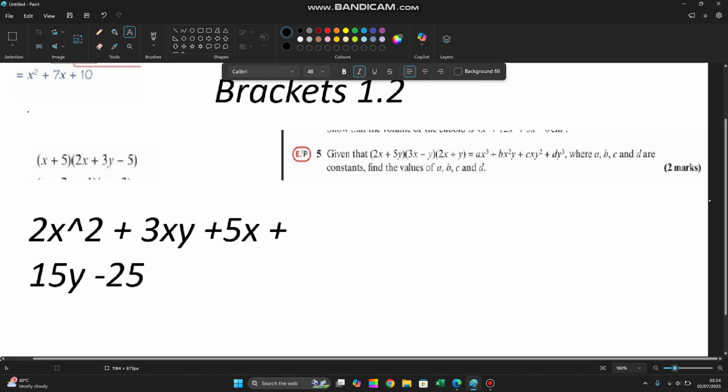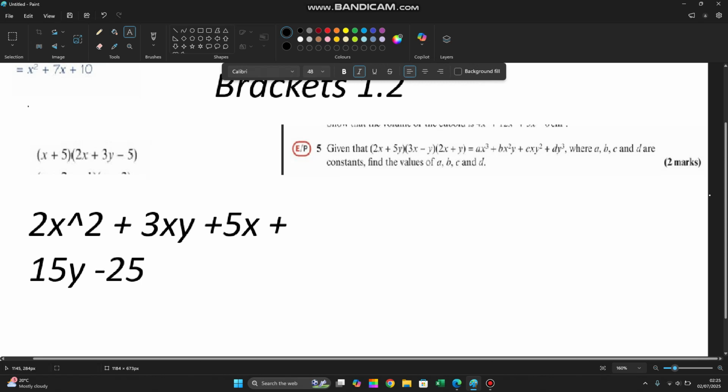And I will now give you an exam style question. So we have a triple bracket. Given that 2x plus 5y times 3x minus y times 2x plus y equals ax cubed minus bx squared y plus cxy squared plus dy cubed, where a, b, c, and d are constants, find the value of a, b, c, and d. And this is for 2 marks. Okay, so this is triple brackets. You should have seen this from GCSE.